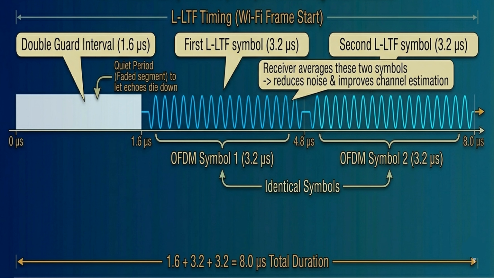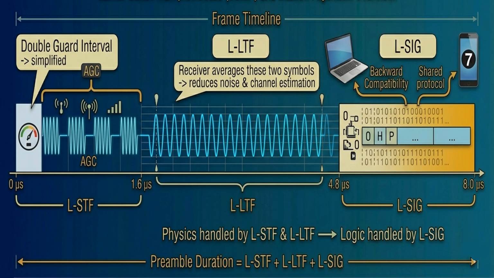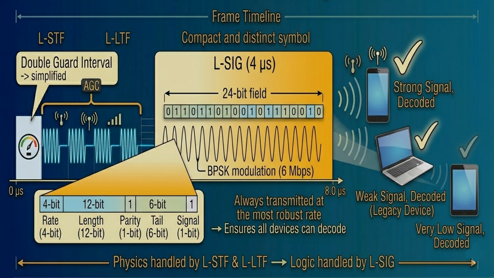Legacy signal field, L-SIG. While L-STF and L-LTF handle the physics of the connection, the L-SIG handles the logic that allows different generations of Wi-Fi to coexist. The L-SIG is a single OFDM symbol, 4 microseconds, that contains a 24-bit field. It is always transmitted at the most robust data rate, 6 megabits per second using BPSK modulation, to ensure every device in the area, no matter how old or far away, can decode it.